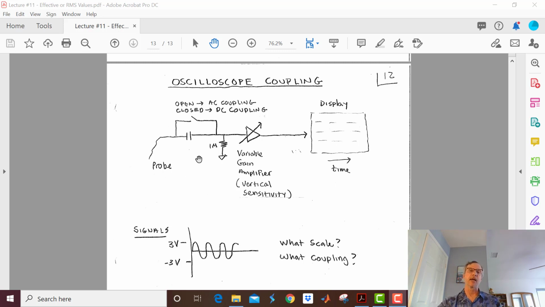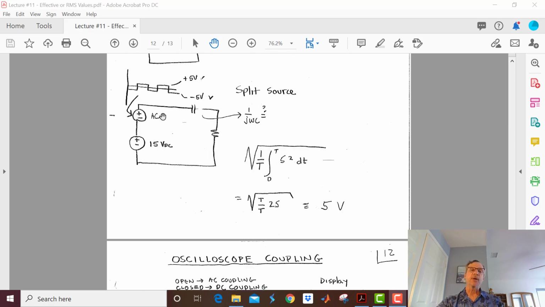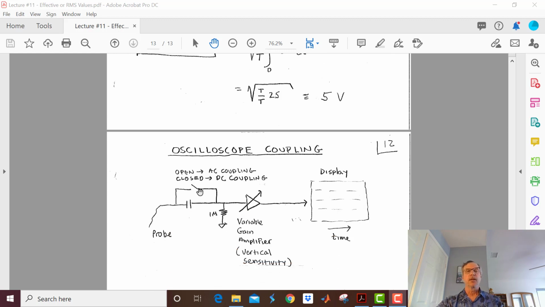Sorry, I take that back. For the oscilloscope, for the vertical channel, you have a selection for AC coupling versus DC coupling. And we're going to do something very simple, similar to what's going on here.